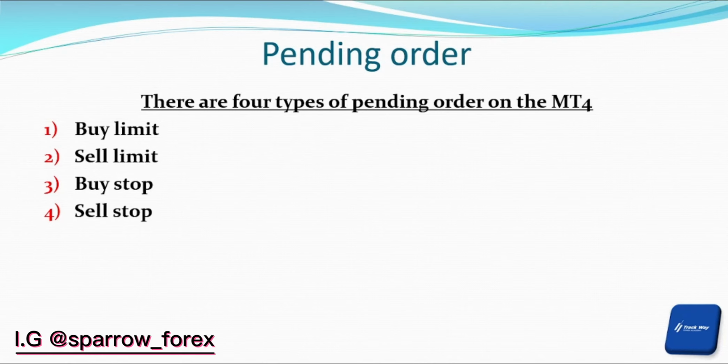Now, the buy limit is simply an order you place below current market price, expecting price to get back to that point, and then trigger your order and start buying. Buy limit is an order you set below current market price, expecting price to get to your order, trigger it, and then start buying. Now let me show you a quick example of what buy limit is.